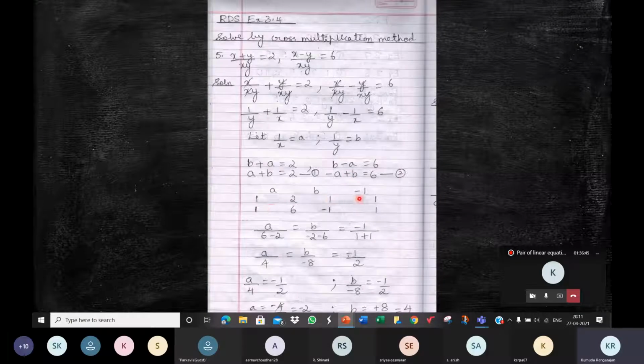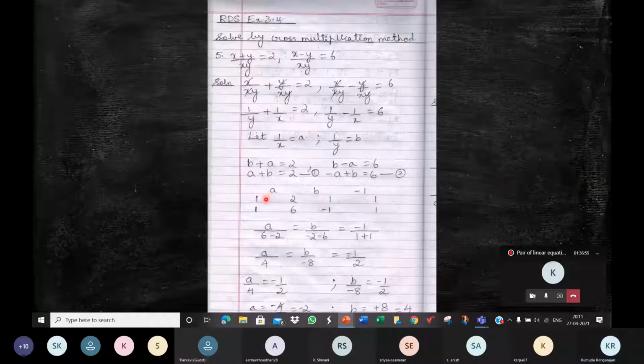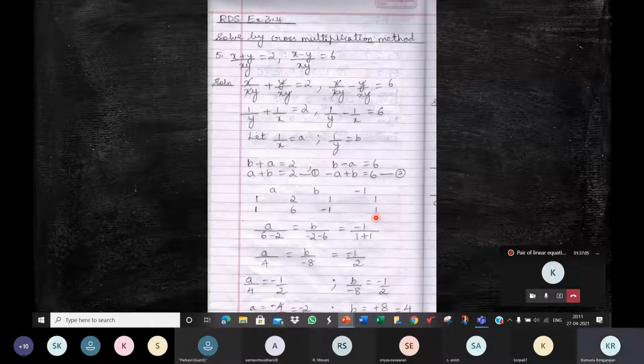Now you know how the cross multiplication method works. When you have the constants on the other side, the headings will be like x, y, and minus 1, and I think the rest you know. This is b1, b2, this is c1, c2, this is a1, a2, and again b1, b2. So arrange the coefficients like this. You know how the cross multiplication method works. So on working this, we find a is minus 2 and b is 4. The value of a is minus 2 and the value of b is 4.